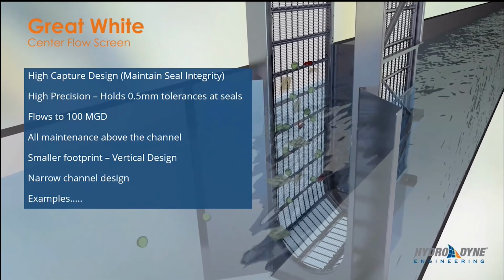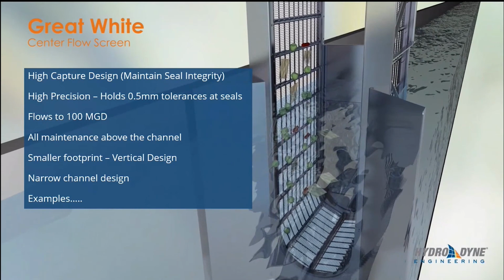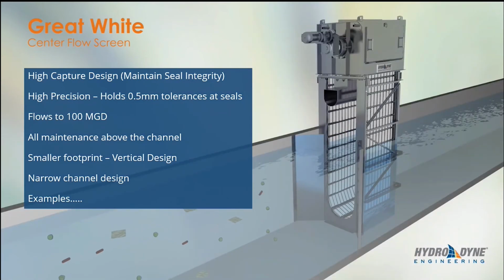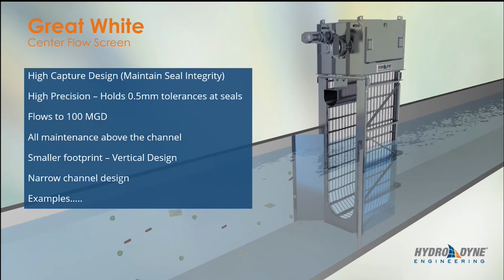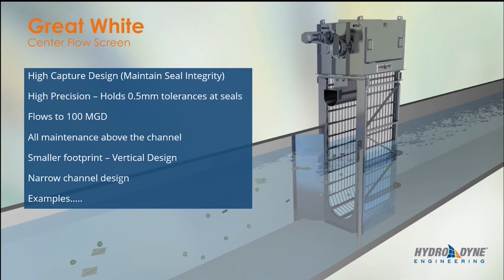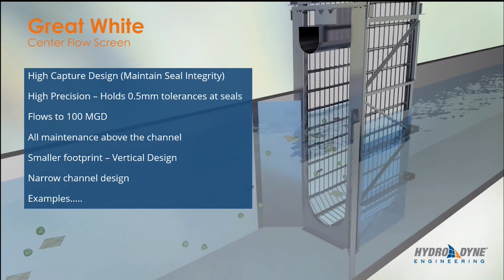Generally, all maintenance is above the channel, and you can see the animation here. We can see material as it comes into the barrel of the screen and is picked up by the grid. It's a vertical design, so generally these designs have very small footprints and can be accommodated in narrow channels. So we should look at some examples of both screen designs.